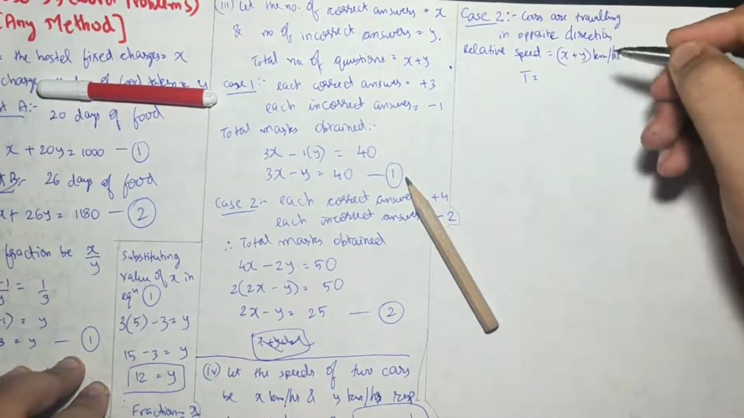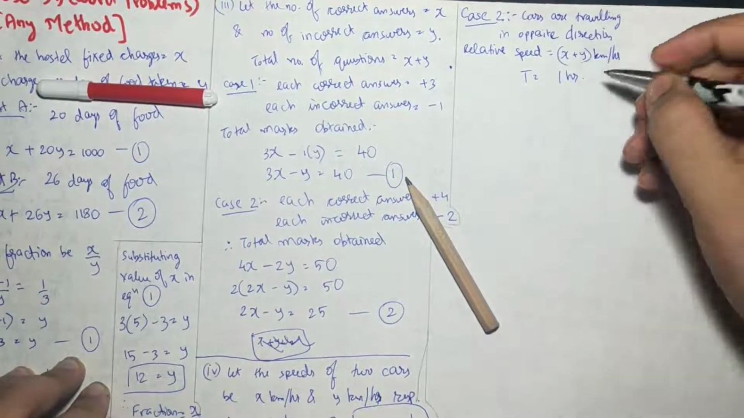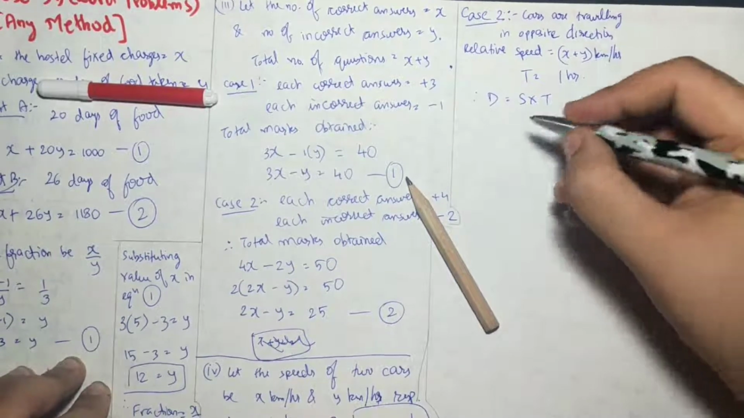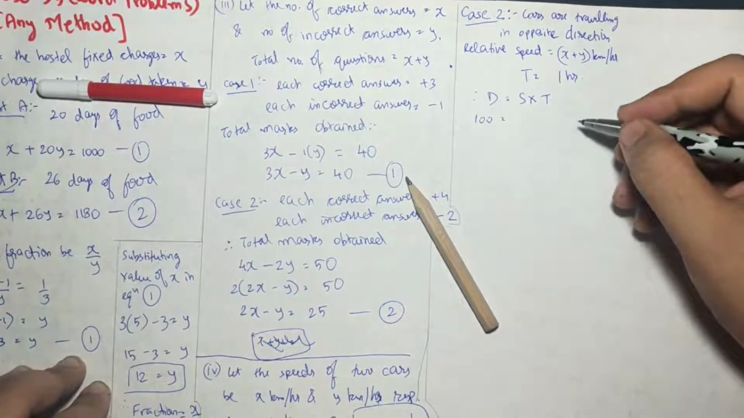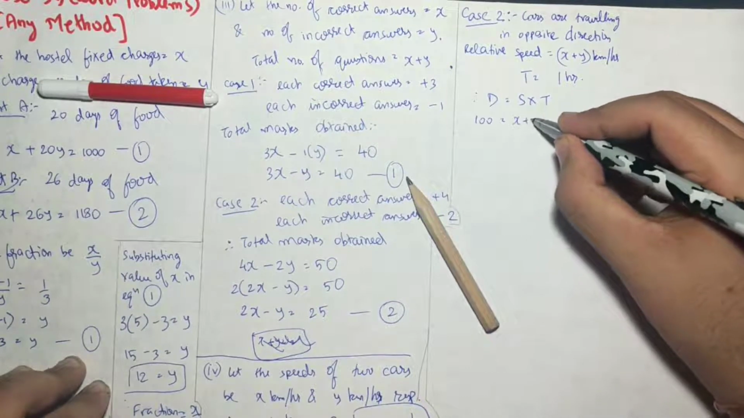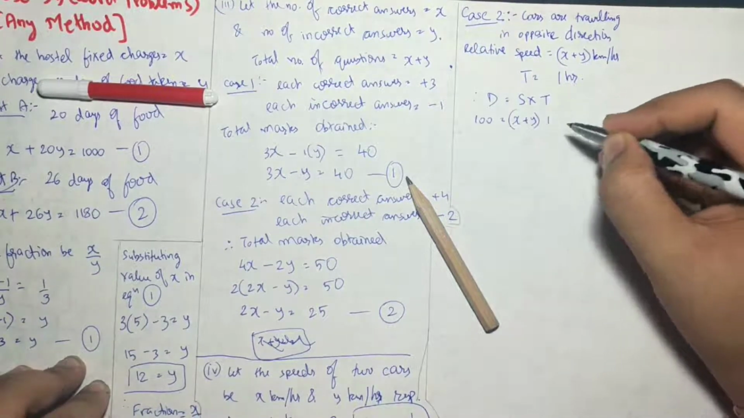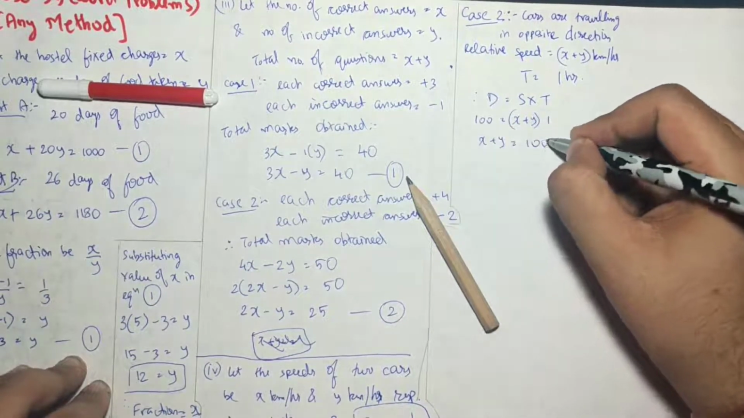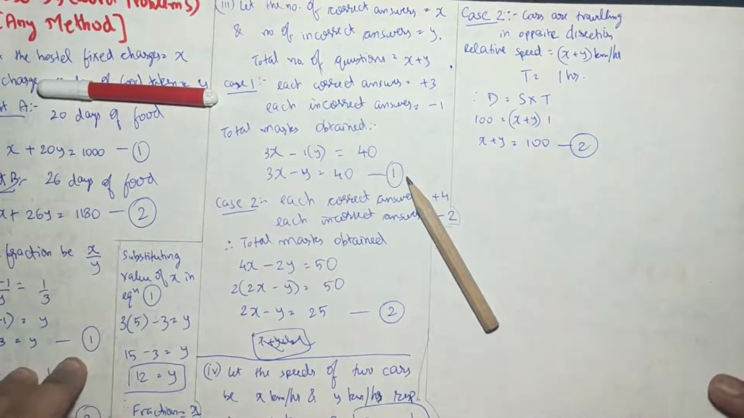During this time, the time taken is 1 hour. Therefore, again, distance is speed multiplied by time. Distance is 100 kilometers. That is not changed. A और B के बीच में 100 kilometers का distance है. Speed is x plus y into time is 1. So multiplication of 1 is not required. So x plus y equals to 100. This is my second equation.